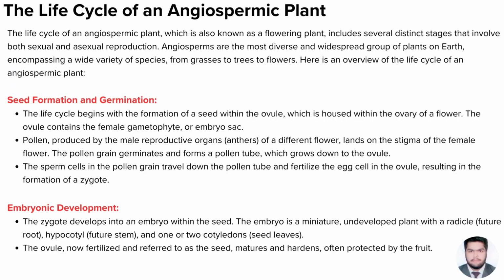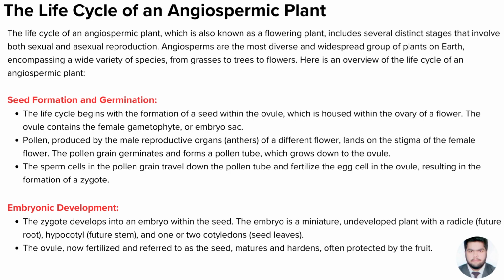The life cycle of an angiospermic plant, which is also known as the flowering plant, includes several distinct stages that involve both sexual and asexual reproduction. Angiosperms are the most diverse and widespread group of plants on Earth, encompassing a wide variety of species from grasses to trees to flowers. Here is an overview of the life cycle of an angiospermic plant.